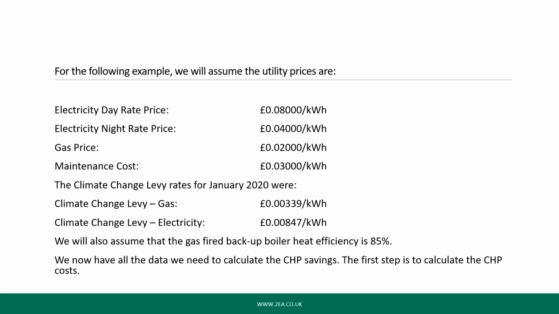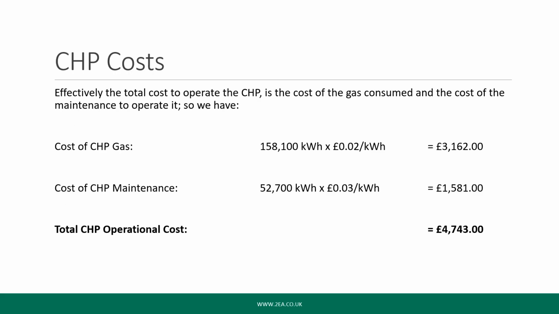The first step is to calculate the CHP costs. Effectively, the total cost to operate the CHP unit is the cost of the gas consumed and the cost of the maintenance to operate it. So we have, for the cost of the gas, £3,162, and the cost of the maintenance, £1,581, giving us a total operational cost of £4,743.